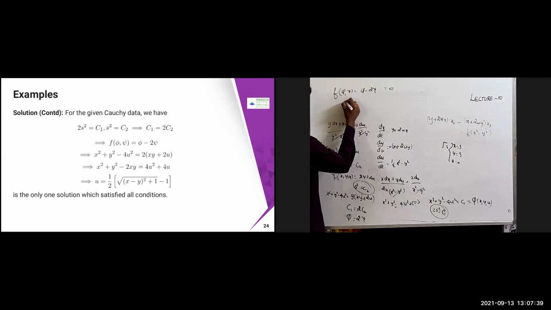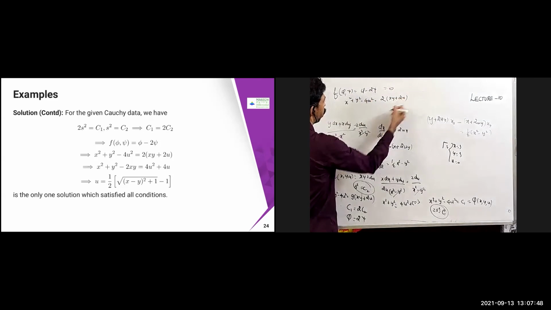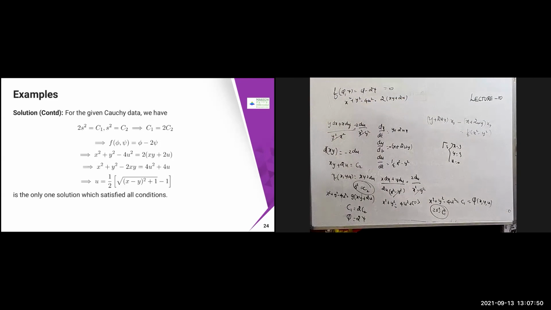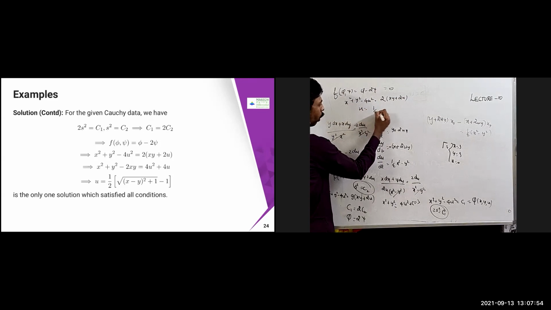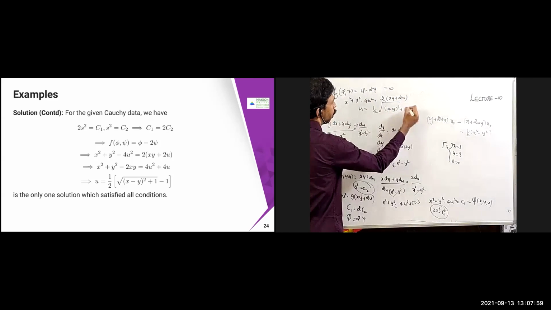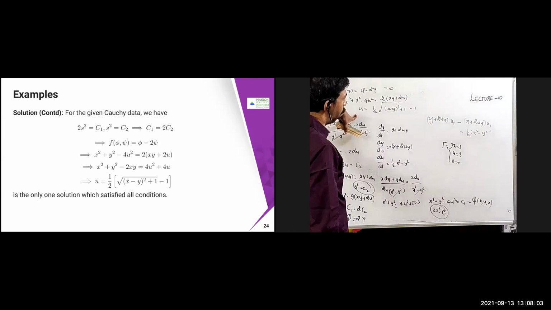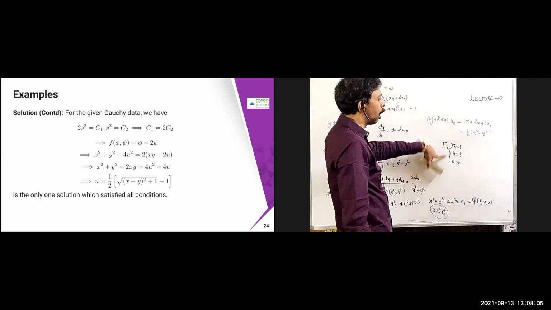Therefore, you can just substitute this one. So this is going to become x square plus y square minus 4u square equal to 2 into xy plus 2u square. Simplify this for u, then you are going to get u is equal to half into square root of x minus y square. I leave it to you as an exercise. This is the only solution we are going to get. You can verify it is satisfying the boundary conditions.